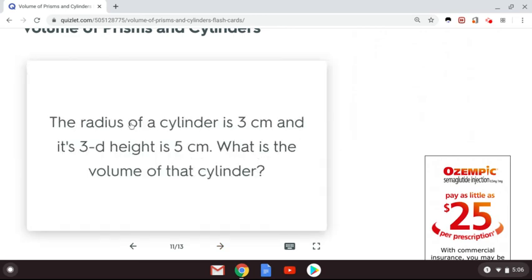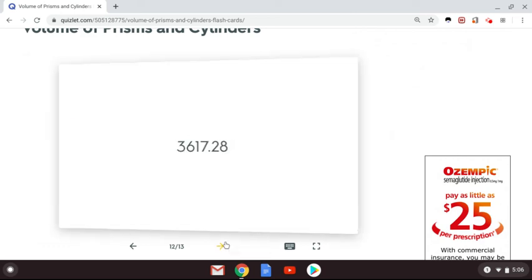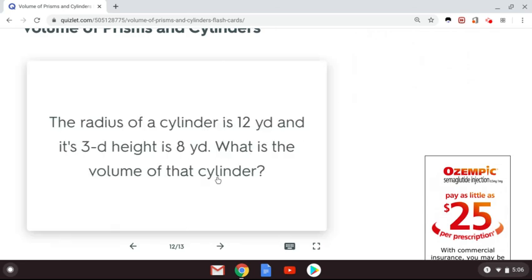For the next one, the radius of a cylinder is 3 centimeters and the height is 5 centimeters. What is the volume of that cylinder? Same thing. Okay, and then here the radius of a cylinder is 12 yards and its height is 8 yards. What is the volume of that cylinder?